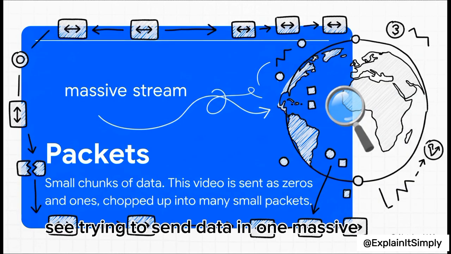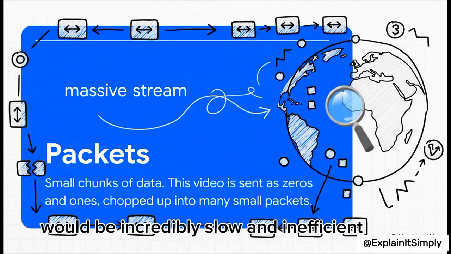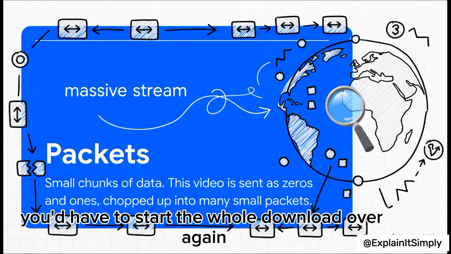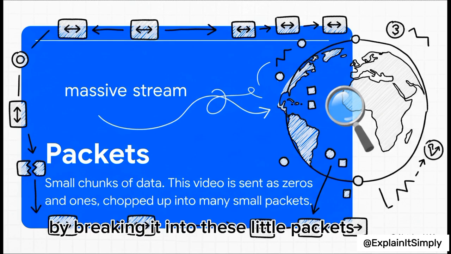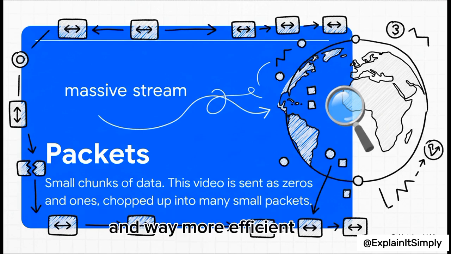See, trying to send data in one massive, continuous stream would be incredibly slow and inefficient. And if there was even a tiny error, you'd have to start the whole download over again. By breaking it into these little packets, the whole system becomes way more robust and way more efficient.